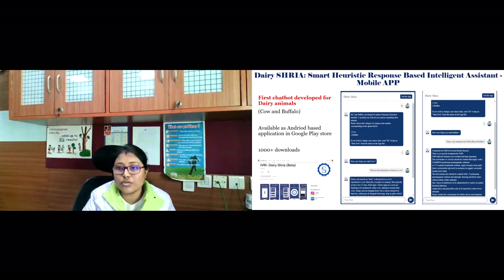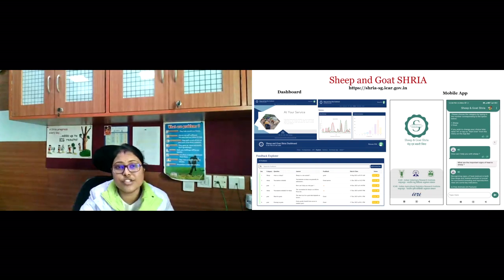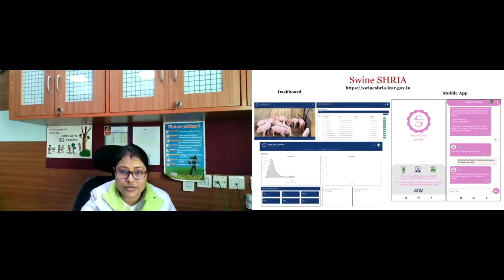This particular chatbot is also developed using another LLM, which is the BERT I discussed earlier, Bidirectional Encoder Representations from Transformers. Using the same methodology, we have developed two more chatbots, one for sheep and goat, Shriya. Basically, we have collected around 40,000 question and answer pairs for different animals, for cow, buffalo, sheep and goat, and we have another chatbot which is a swine Shriya.